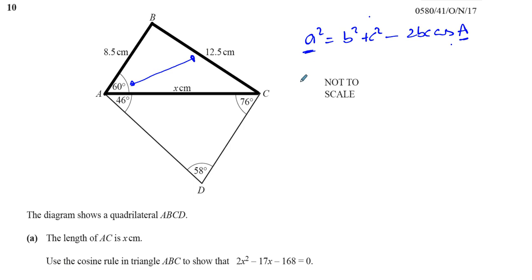So I'm going to put 12.5 squared equals, now b and c can be either one of those two, it doesn't matter which way round. So x squared plus 8.5 squared minus 2 times x times 8.5 times the cosine of A, which is 60 degrees. Now, you can just plug that in your calculator. I know the cosine of 60 is actually equal to a half.